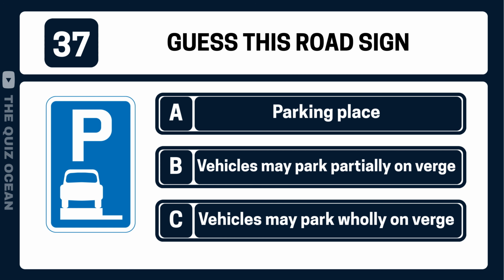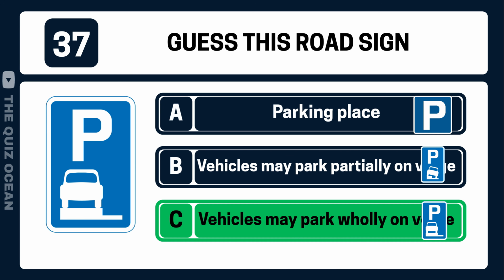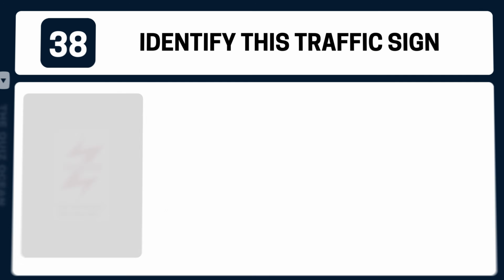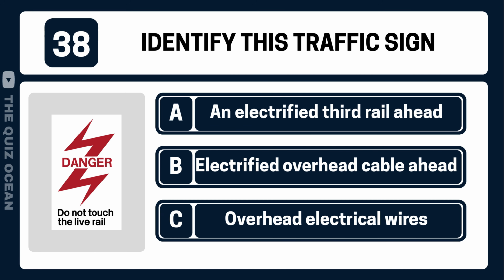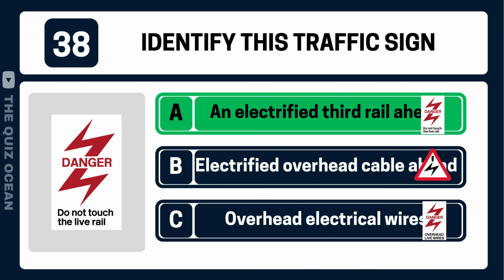Guess this road sign. Good observation. This sign permits vehicles to park wholly on the verge. Identify this traffic sign. Exactly. This warns drivers of an electrified third rail ahead.